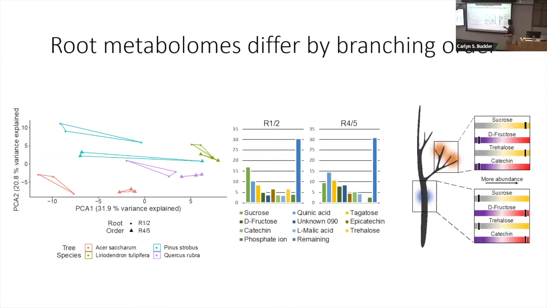And we also saw some defense compounds, such as catechin, which I think is that one there, maybe, as being more abundant in the transportive fine roots. So again, our hypothesis was on point, where we were thinking there were more defensive compounds in the transportive fine roots.